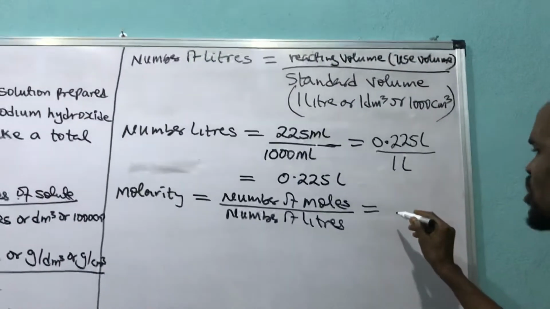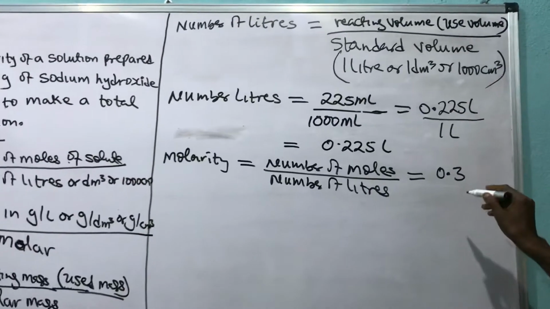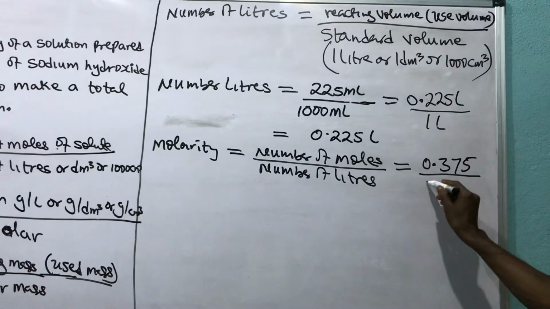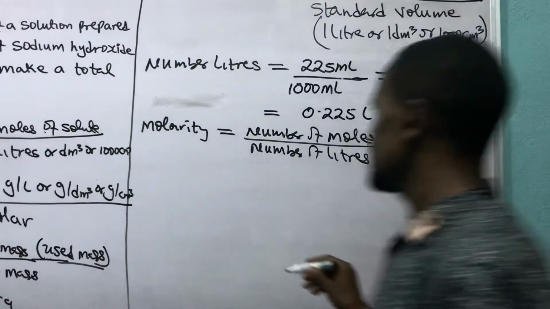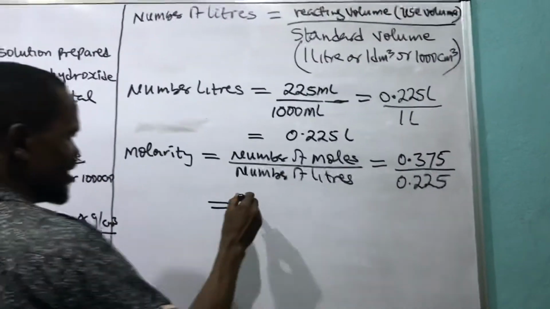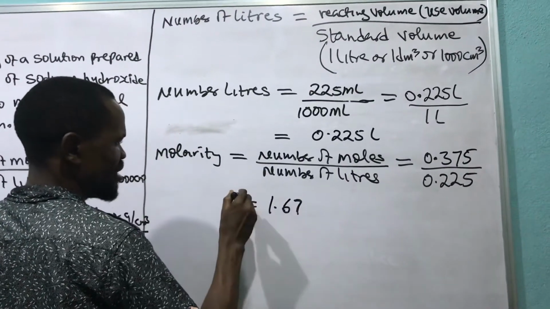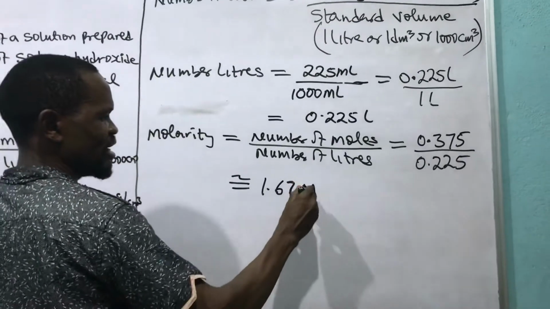The number of mole is given as 0.3375 divided by the number of liter, which is 0.225. And this will give me that my molarity, which is my answer, is approximately 1.67. And that's my molarity. I write it in capital, that is the molarity.